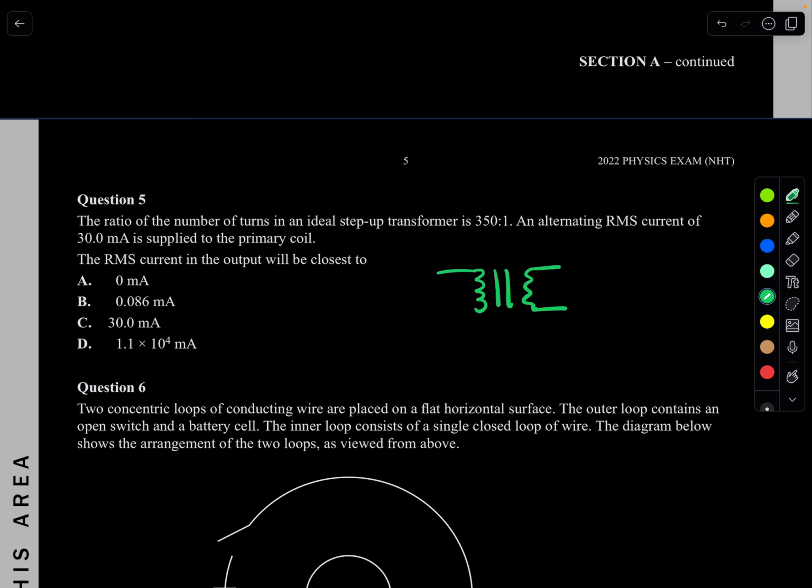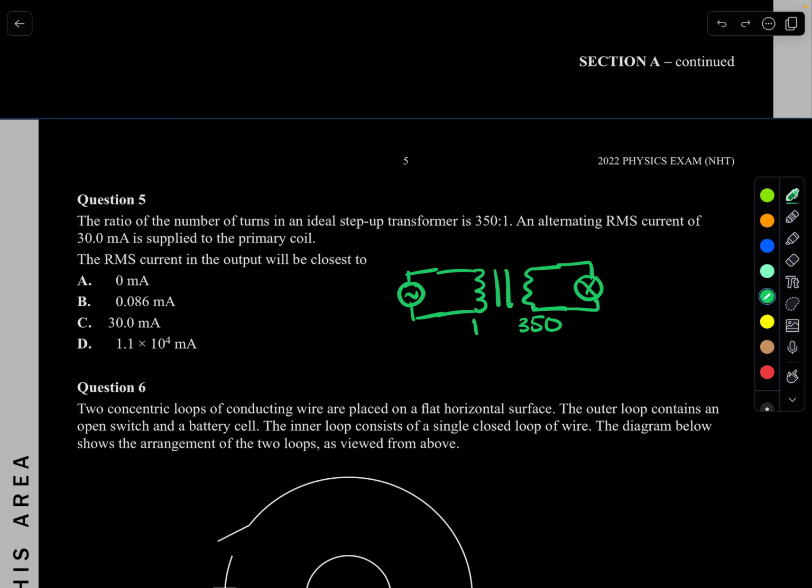This is where, of course, your power supply is coming out. And here is the output. Because it's a step-up transformer, why is it 350 to 1? It's supposed to be 1 to 350. Because it's step-up, the number of coils on the primary should be less than the secondary, so this has to be small and this has to be large, because remember, you're taking a little voltage and stepping it up. So that's the numbers.